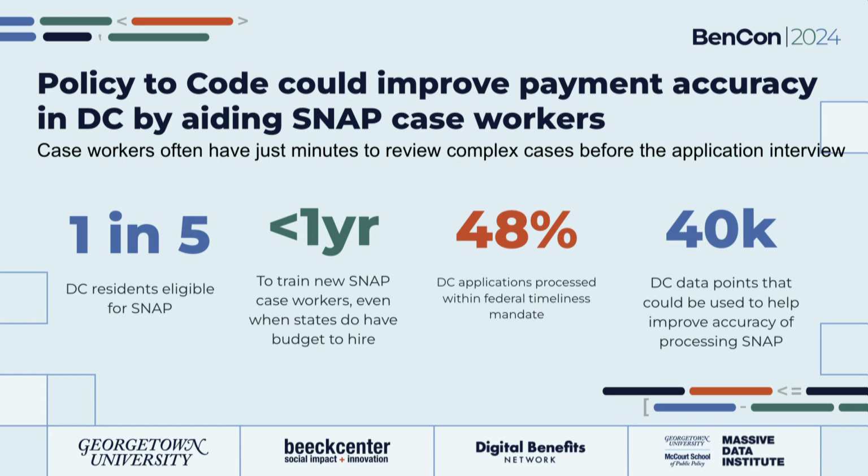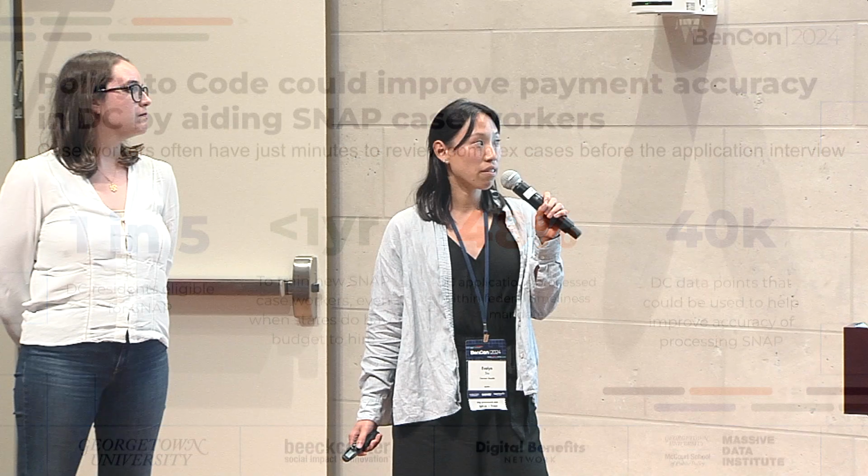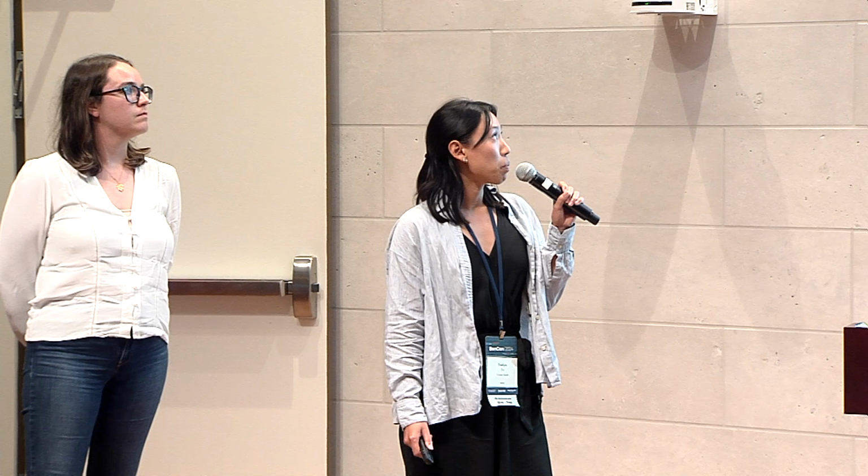And we put them in a difficult situation where only 48% of all applications can even be completed by the federal timeliness mandate. Sometimes we put them in situations where they just have minutes to review really complex cases before they head into the application interview. So Michael pointed out perhaps this is a really good use case where we can use the over 40,000 existing DC data points to try to build a model to improve this process.